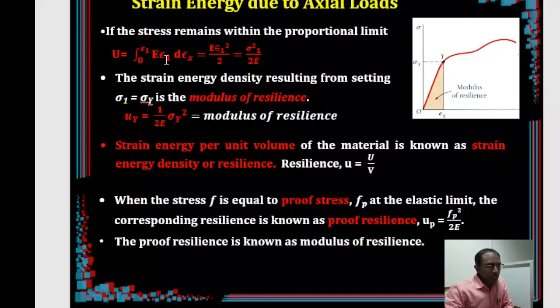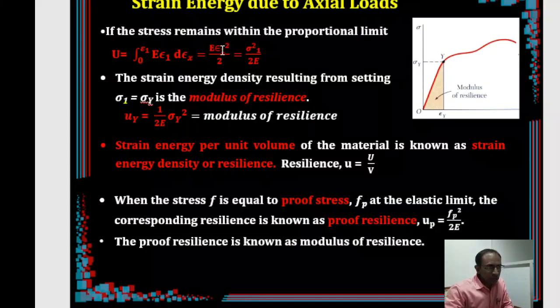E times epsilon 1 times d epsilon x. So if you integrate it, you will get E epsilon 1 square by 2. So this is the strain energy stored, where you are just using strains. Young's modulus of the material is constant. Therefore, if you want to express the strain energy in terms of strains, this is the formulation.